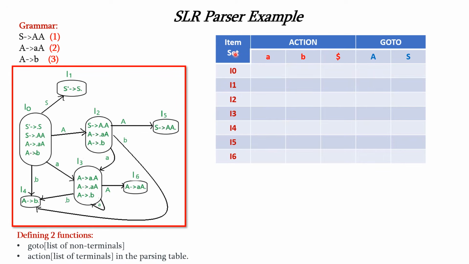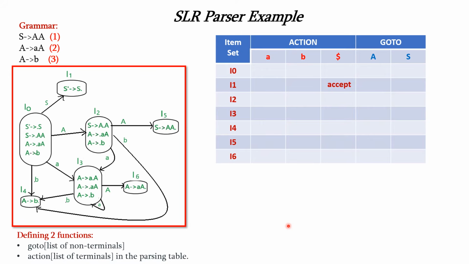It contains 3 columns: item set, action and goTo. In item set we represent all the item sets. We have 6 item sets from I0 to I6, so that is represented here. In action we have the list of terminals in the grammar. We have 2 terminals, a and b. Apart from that we have to include the $ sign also, which is necessary for parsing the input string. And in goTo we need to consider the non-terminals in the grammar. We have 2 non-terminals, that is A and S, so that is represented here. Always, item set 1 and dollar will be the accept state.